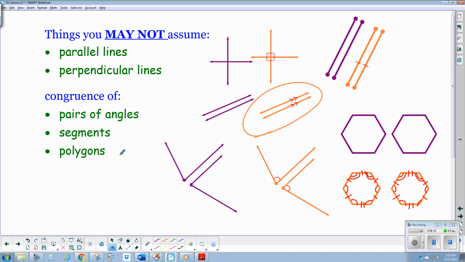We know that these two lines are parallel because they have the markings that show us they're parallel. These ones look parallel, but we don't know that they are. We cannot assume that.